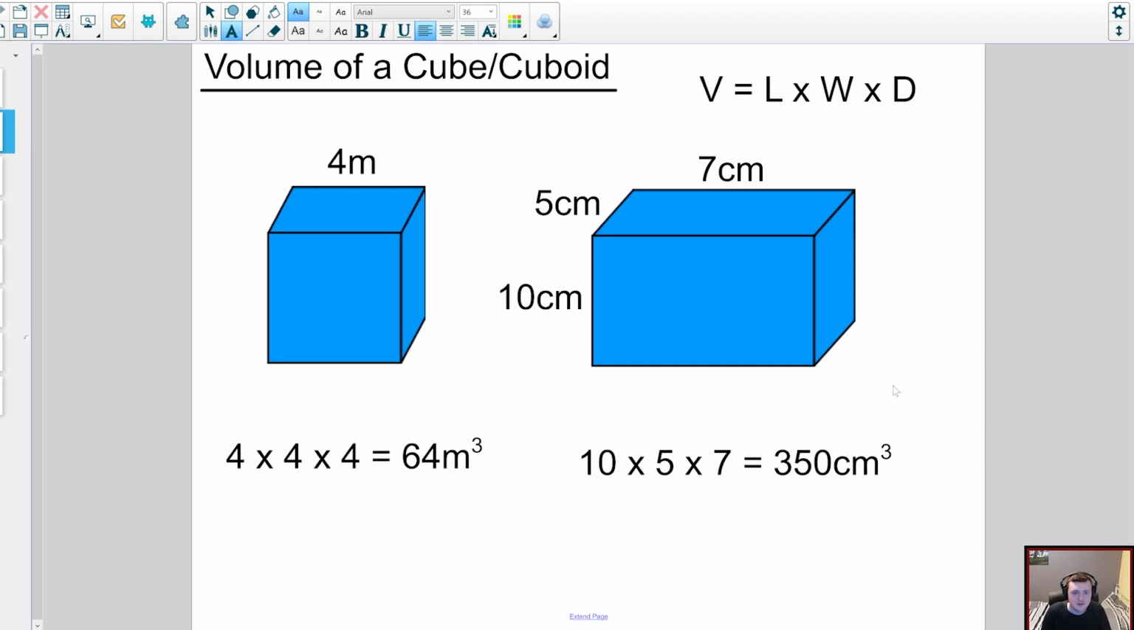And so that would be the answer to those problems. If you got those correct, brilliant. If you didn't, then look over the formula again, make sure you understand why we multiply the 3 things together. You may have added them by mistake. It's easy to do. So we're going to move on from here. Good job if you got those correct.